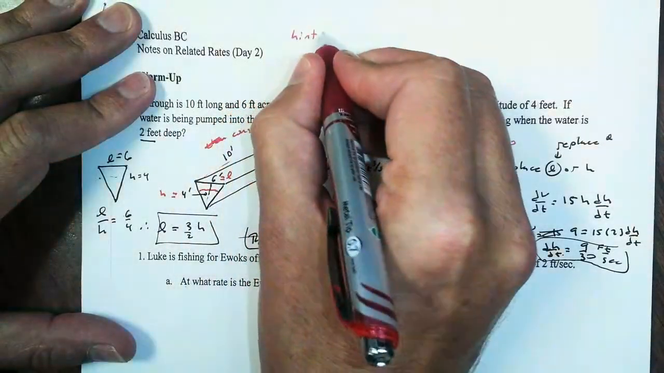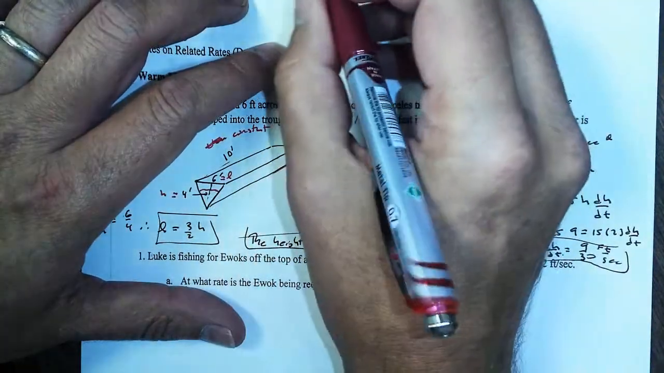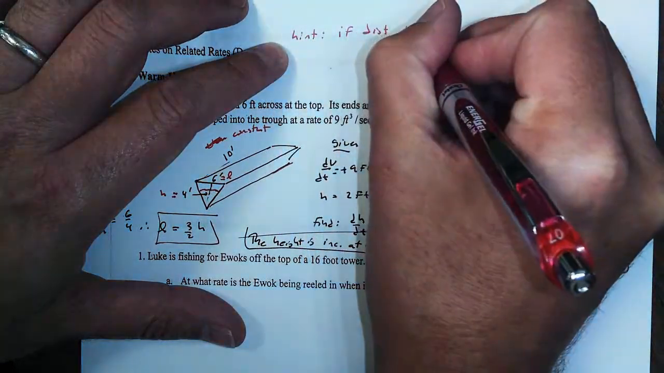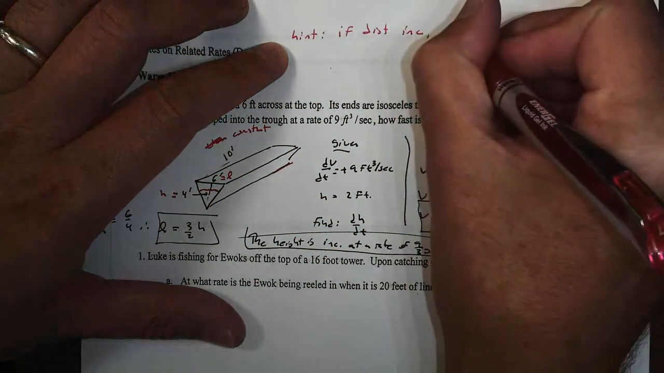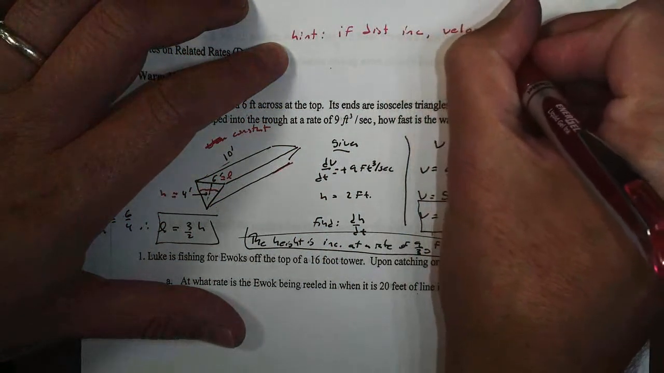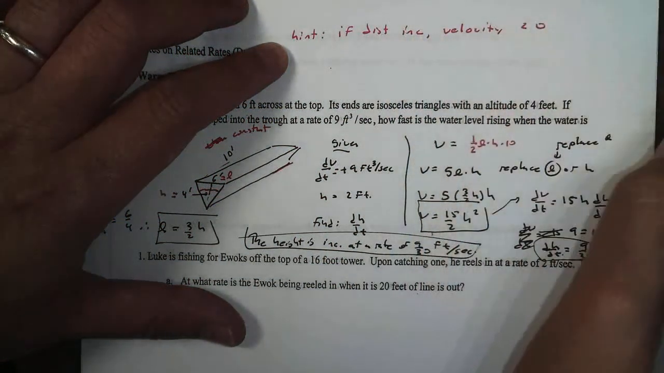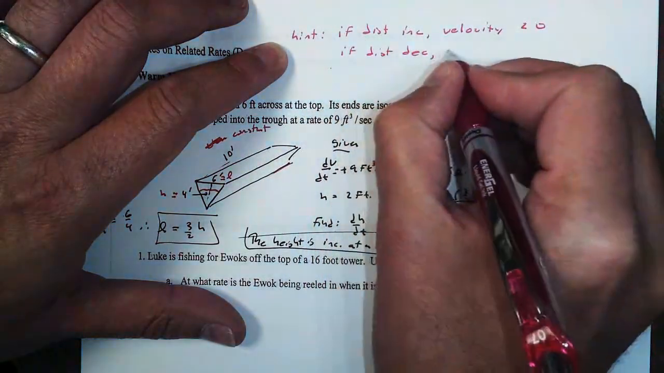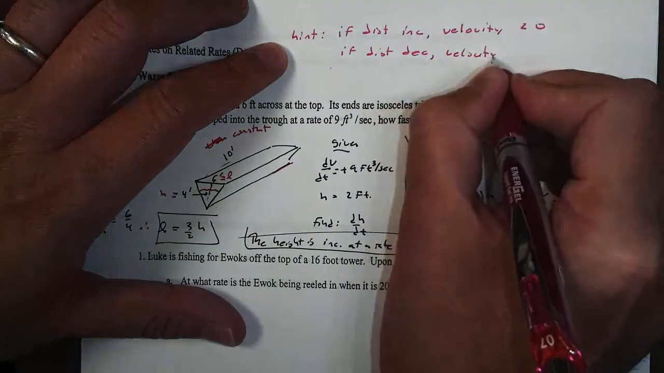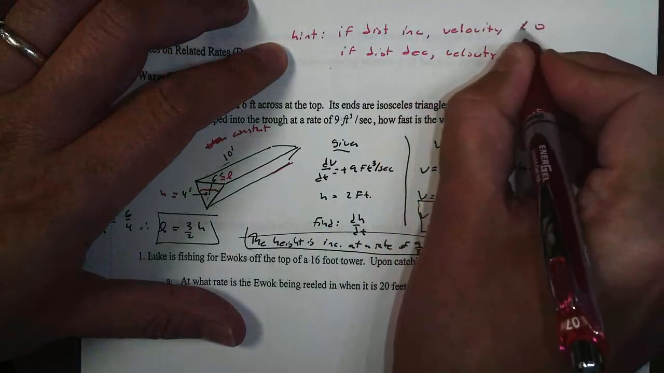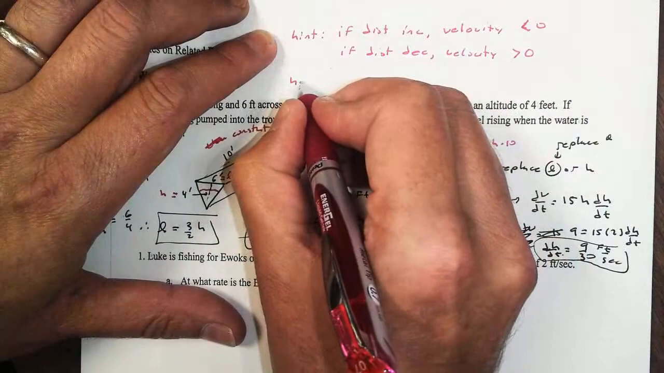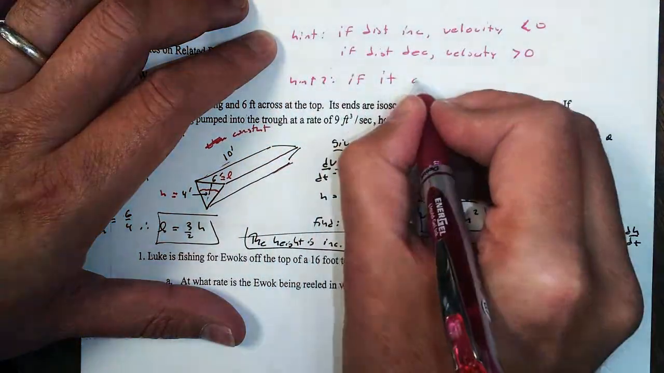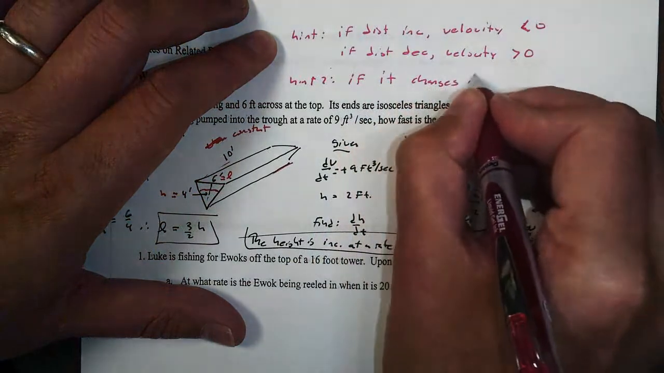There are a couple of hints we've got to remember. Hint number 1: if the distance increases, we say the velocity is greater than 0. If the distance decreases, we say that the velocity is less than 0. And hint number 2, this is the big one: if it changes, it gets a variable.